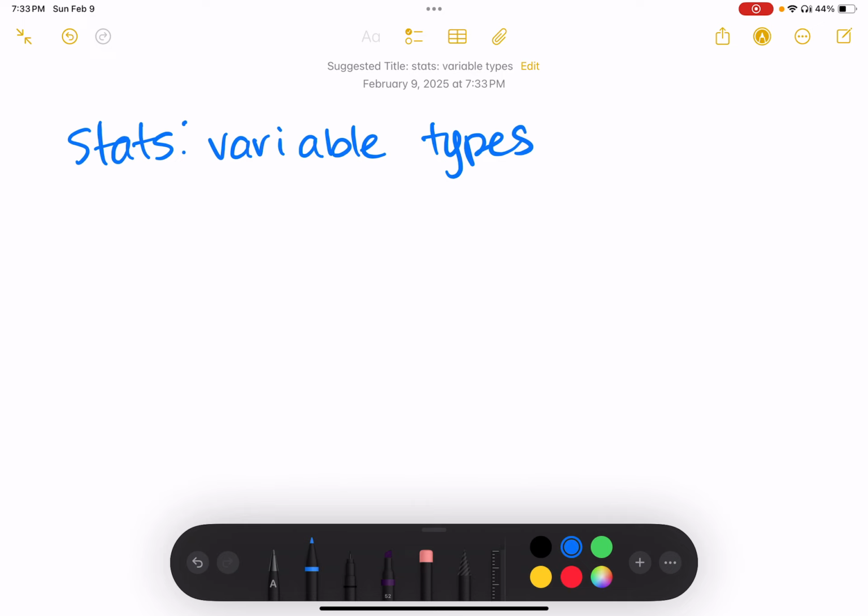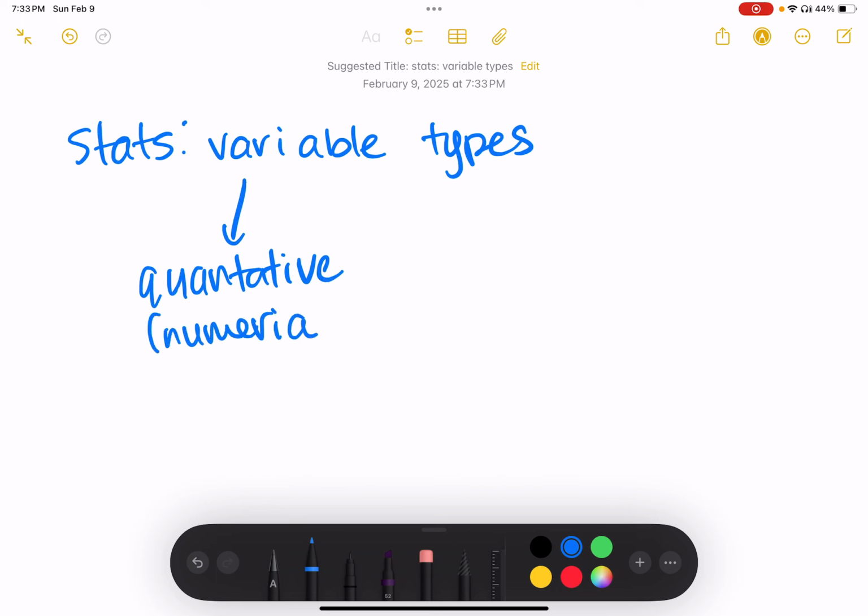Hey everyone, welcome back. In this video, we are going to review the two main types of variables that you are going to encounter in your stats class. So the first type of variable is called a quantitative variable. This variable is also sometimes known as a numerical variable. This can further be broken down into two separate types. So we could have a discrete variable or a continuous variable. And so let's talk about what each of those mean.